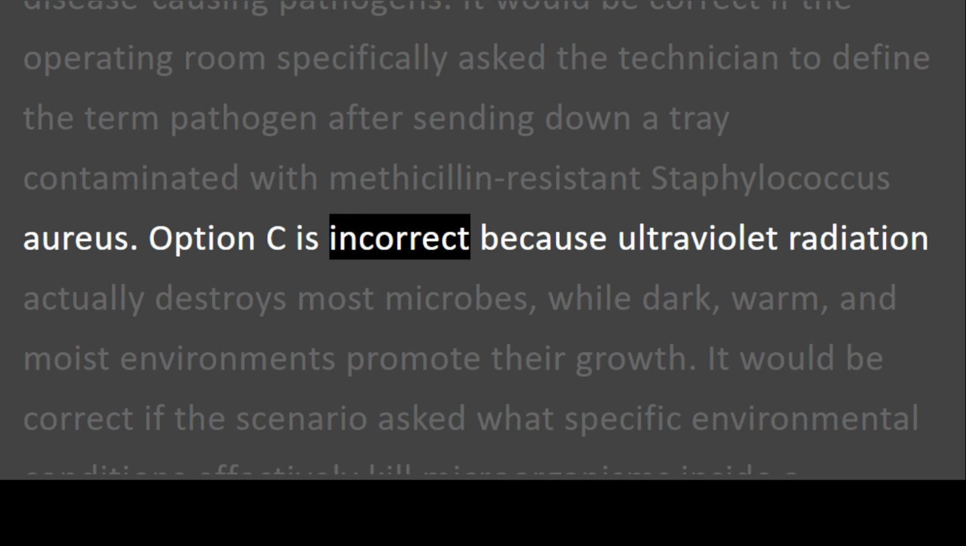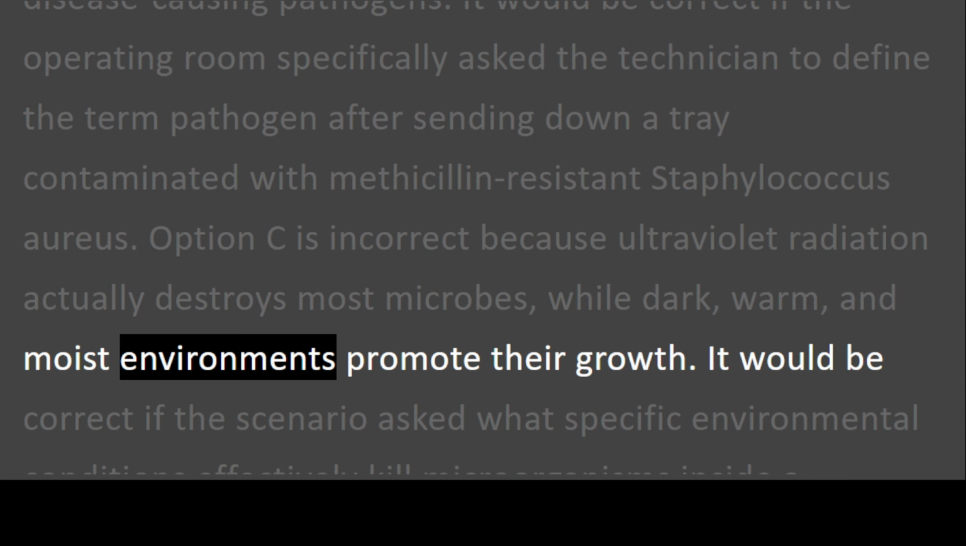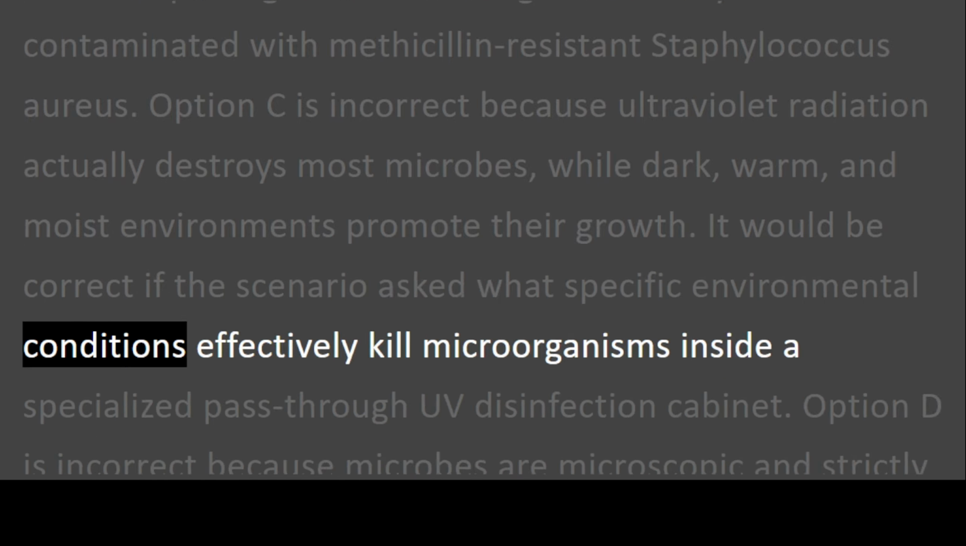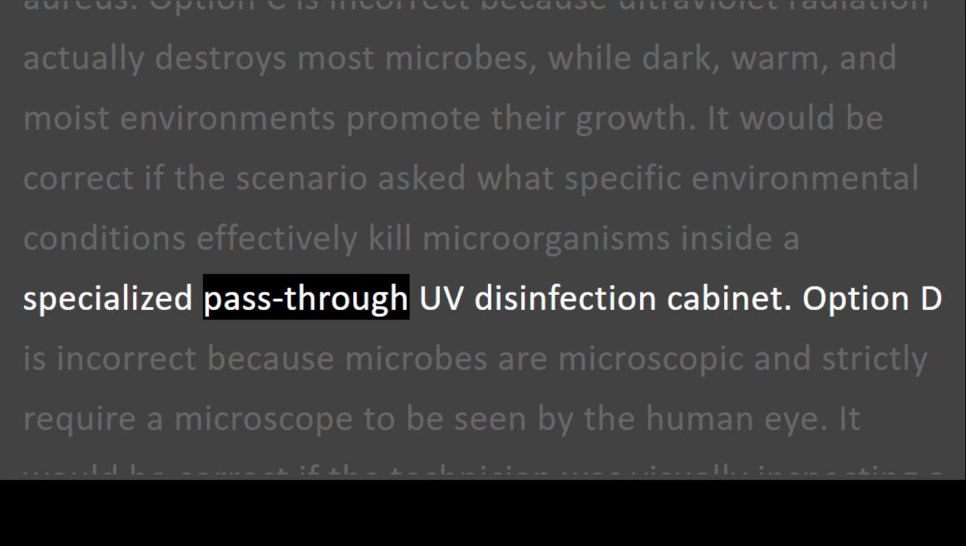Option C is incorrect because ultraviolet radiation actually destroys most microbes, while dark, warm, and moist environments promote their growth. It would be correct if the scenario asked what specific environmental conditions effectively kill microorganisms inside a specialized pass-through UV disinfection cabinet.